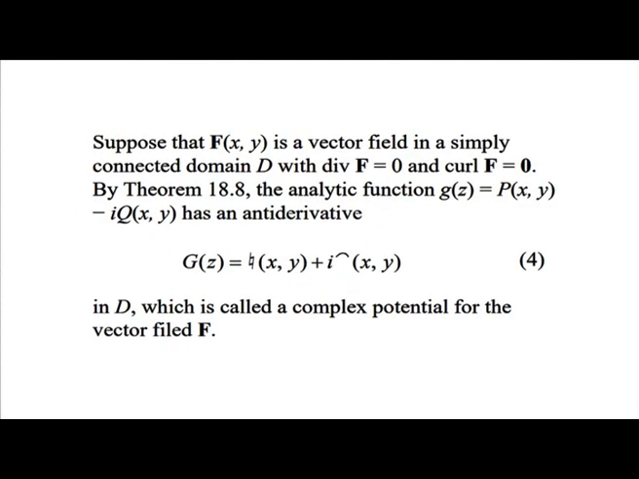Coming on to potential functions, suppose that f of x, y is a vector field in a simply connected domain D with divergence f equal to 0 and curl of f equal to 0. By the theorem which we have just discussed, the analytic function g of z equal to p of x, y minus i into q of x, y has an antiderivative g of z equal to phi of x, y plus i psi of x, y in D, which is called a complex potential for the vector field F.